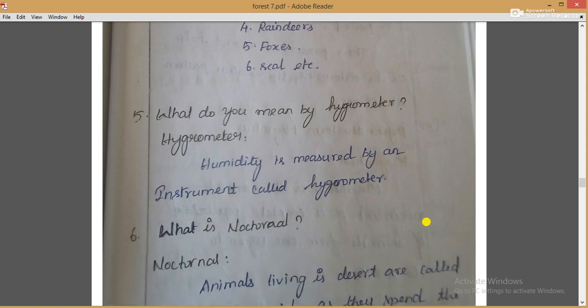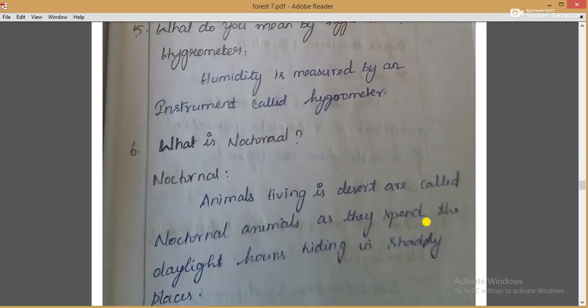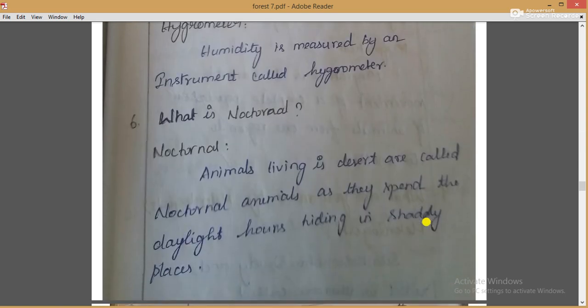Then what is nocturnal? The animals living in desert are called nocturnal animals as they spend the daylight hours hiding in shady places. Actually, nocturnal animals are desert animals. What is an example? Camel, we can say like this. All of these are desert animals.